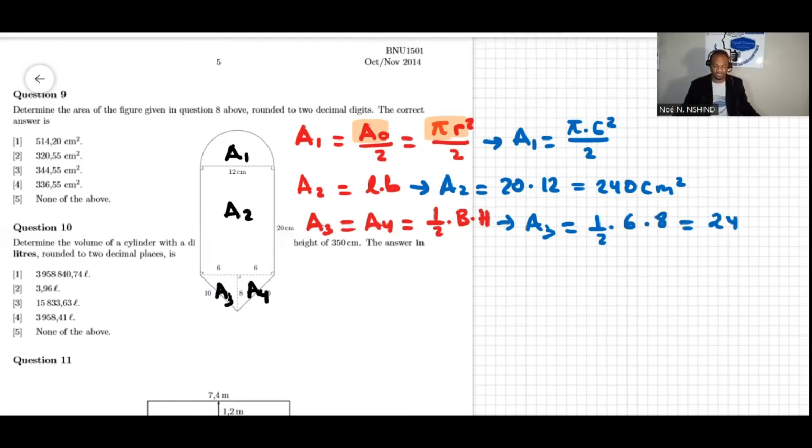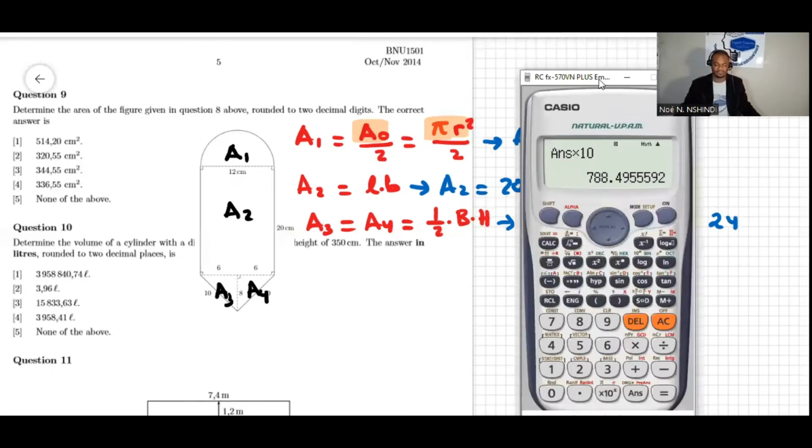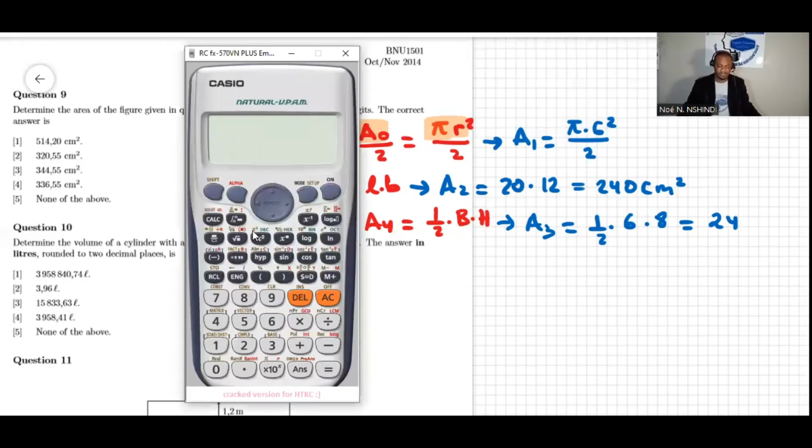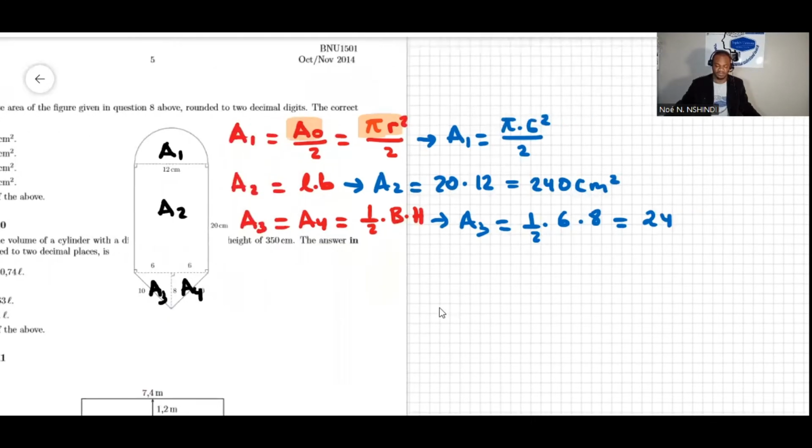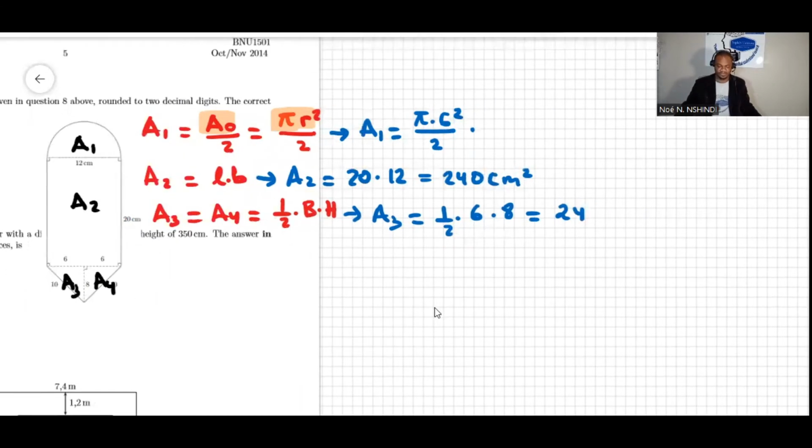But now let's double check all the calculations. Over here, we can just say pi. To write pi, we press shift here, and then we press that button, and then we times that by 6 to the power of 2, okay? And then this answer is divided by 2, okay? And this is equal to 18 pi, and then when you press S to D, that makes 56.55. So area 1 is equal to 56.55.